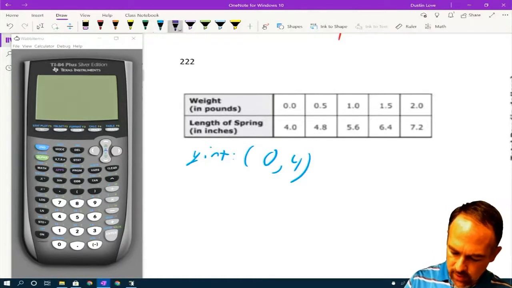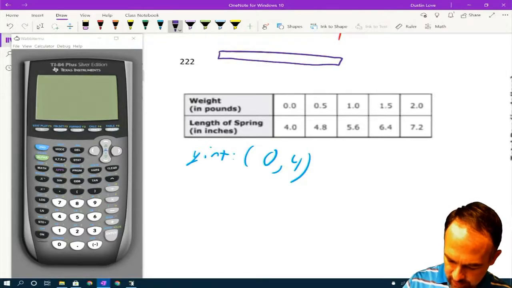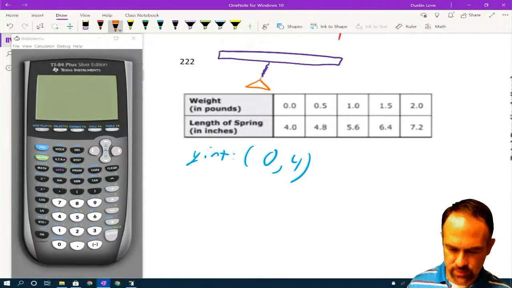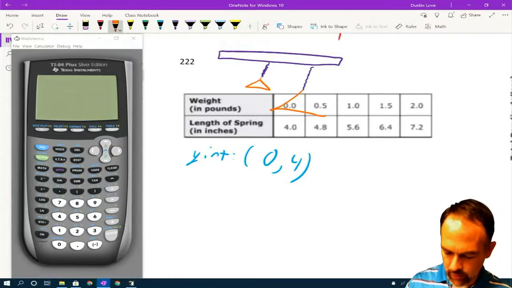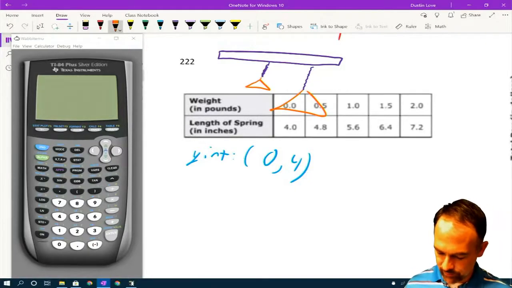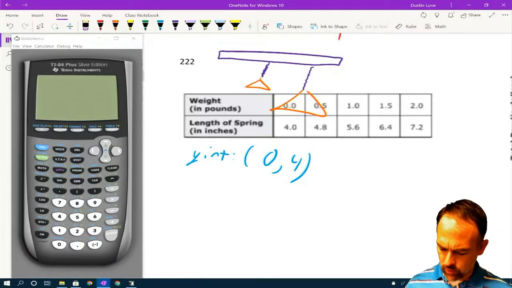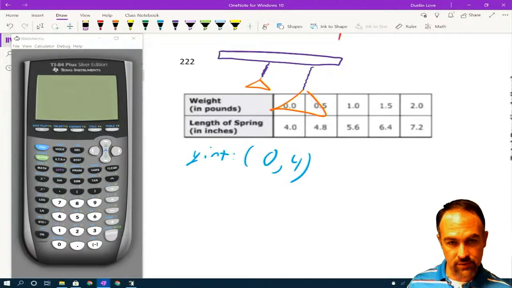What that sounds like to me is one of these kind of physics experiments you do where you've got a platform of some kind, and then you've got this spring attached to it. And then off of that spring, you hang some sort of weight. So the more weight that's on it, the longer that spring gets. That's what that sounds like to me. So as we add more weight, the spring is going to lengthen out. Okay, so if I have 0 weight, the spring is 4 inches.